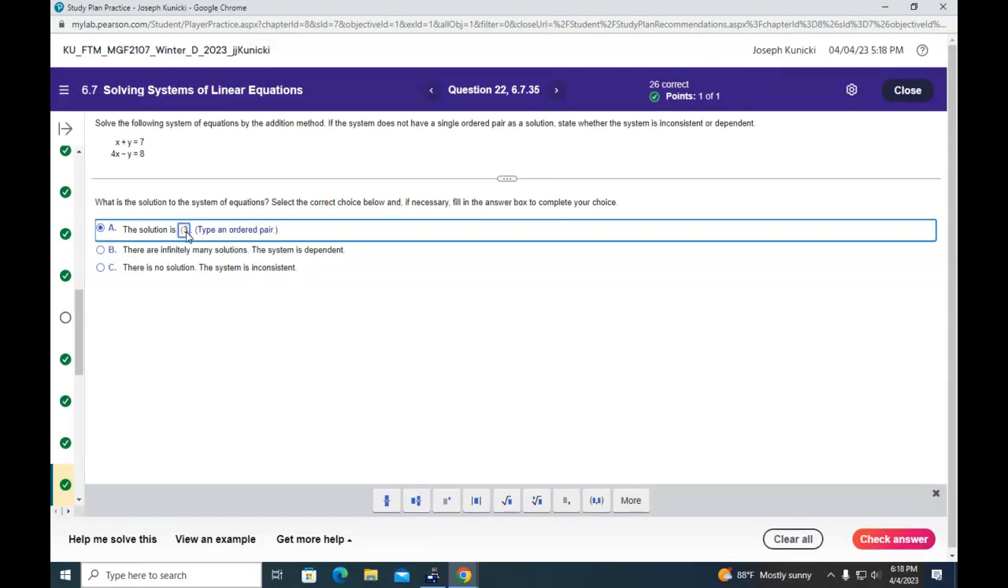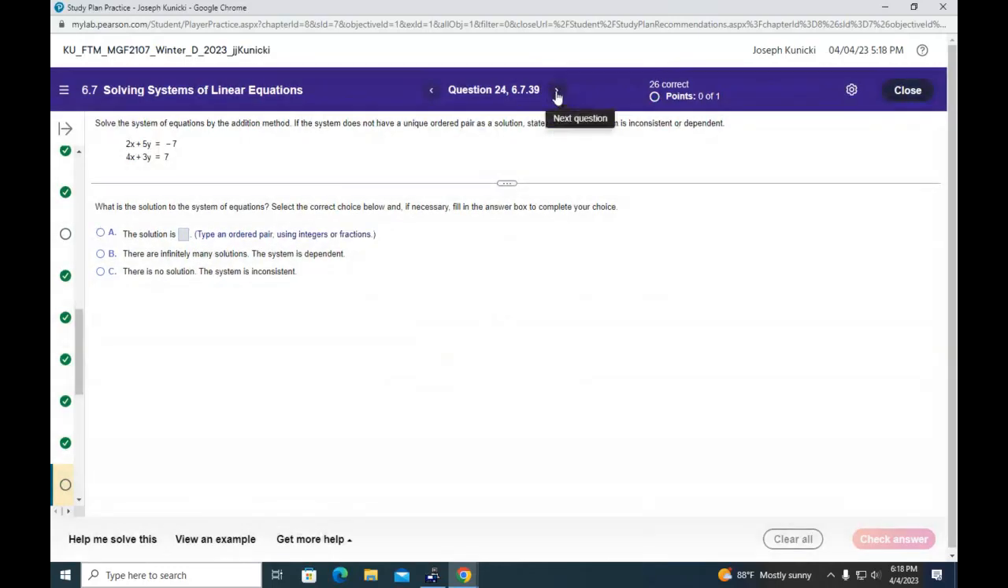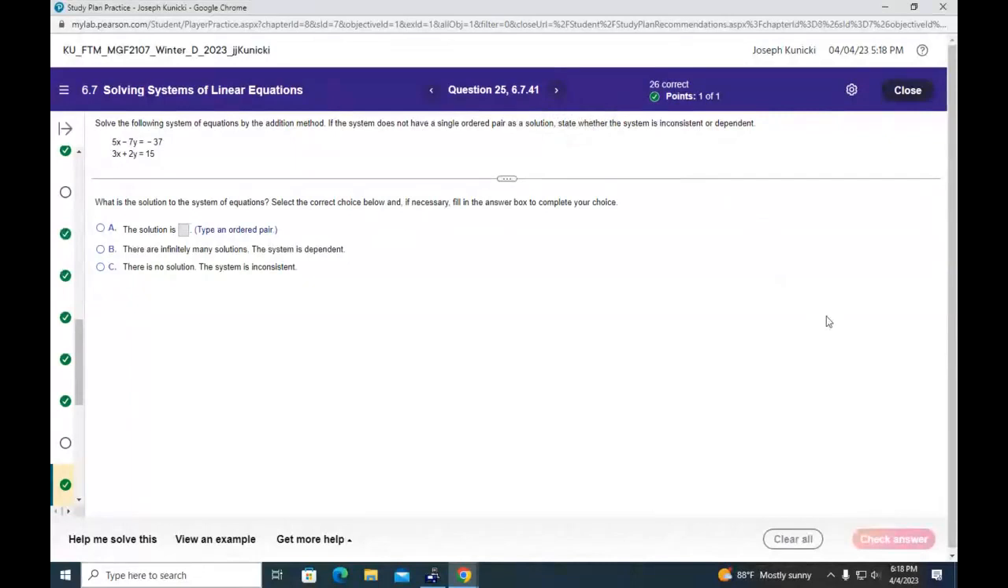Okay, so parentheses 3, 4, and let's see, that was 35, 41. Okay, you see, this one's ugly. 5x minus 7y equals minus 37. 3x plus 2y equals 15, right?